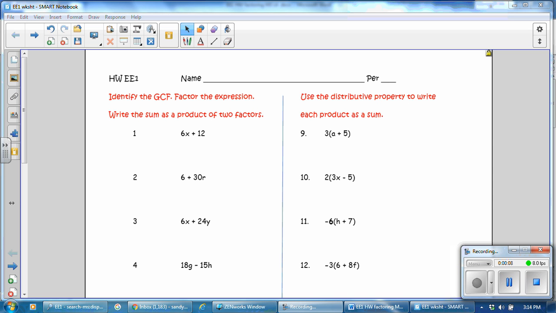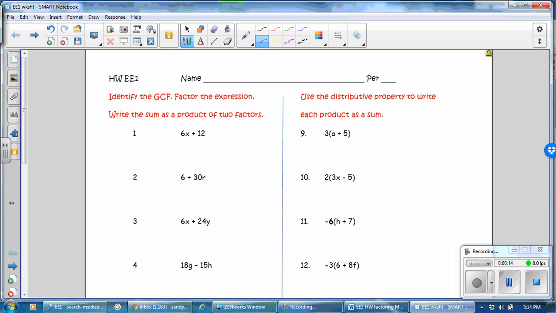Identify the greatest common factor. Factor the expression. Write the sum as a product of two factors. In the first problem, the greatest common factor of 6 and 12 is 6.